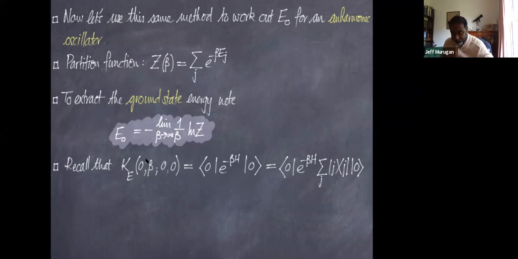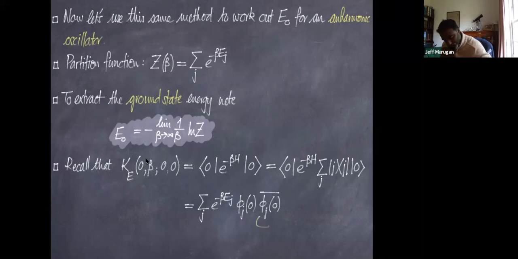In other words, using the fact that the φ_j are eigenstates of the Hamiltonian operator, this is just the sum over j of e to the minus beta E_j times φ_j(0) φ_j(0)-bar, where I'm denoting the wave functions of the Hamiltonian by φ_j.